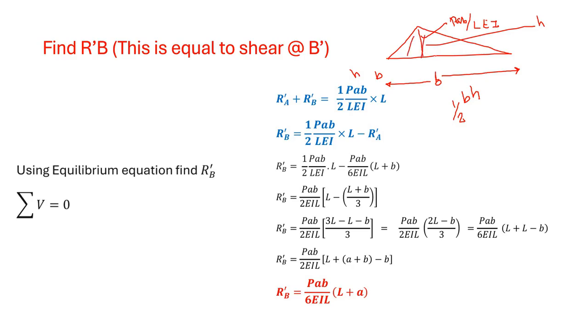So you are going to calculate the total load acting on the conjugate beam, and that is the total area of the triangle, which is equated to the forces RA dash plus RB dash. So from this you get RB dash. Then the simplification is not that complicated. You replace L by A plus B because the total length is equal to A plus B. Okay, that's known to you. And once you substitute all the values and simplify, finally you get RB dash equal to PAB by 6 EIL into L plus A. So this is how I have found out the reactions for the conjugate beam.